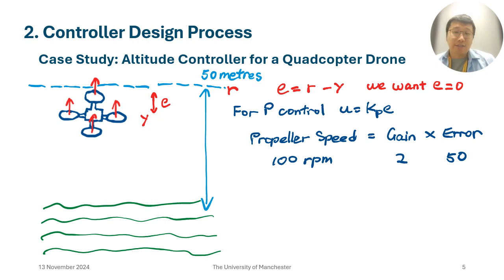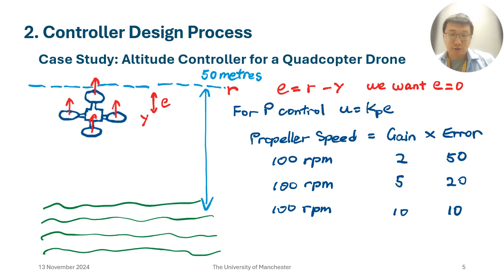So we can increase the P gain. Say we increase it to 5, then we can calculate the error will be 20. So the error is reduced by increasing the gain. We can do it further, increase the gain to 10, then the error goes to 10. But we can go up to, like, 100, and the error becomes 1.